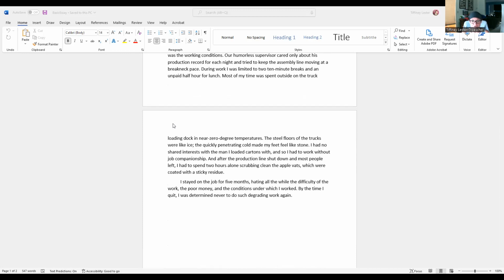I had no shared interest with the man I loaded cartons with, so I had to work without job companionship. And after the production line shut down and most people left, I had to spend 2 hours alone scrubbing clean the apple vats, which were coated with a sticky residue. Right? Totally explains why the working conditions weren't great.